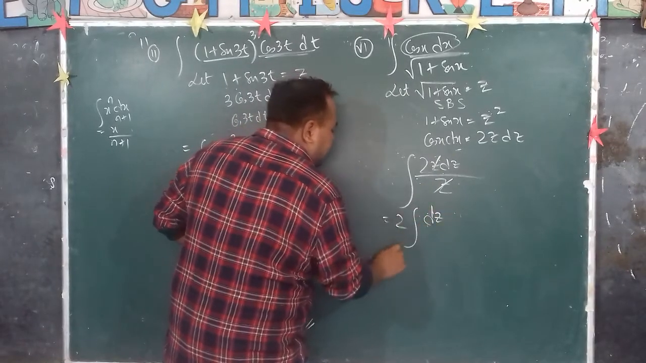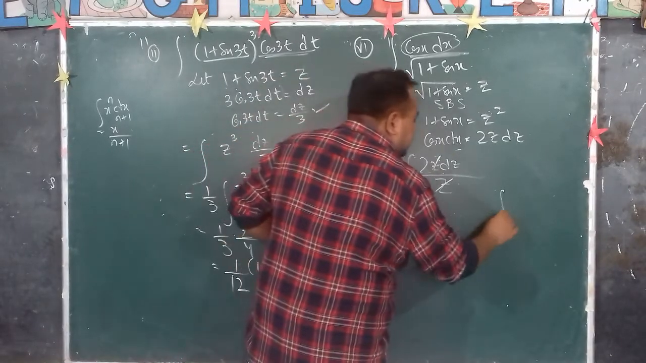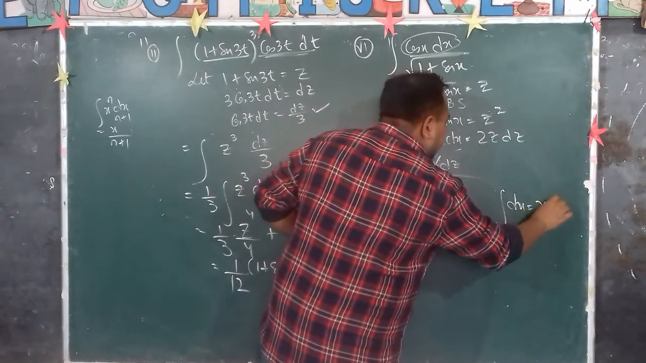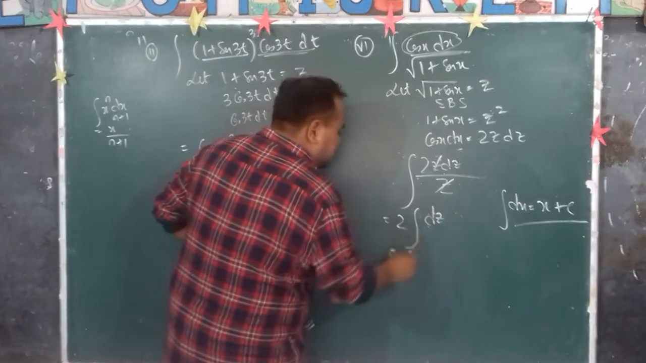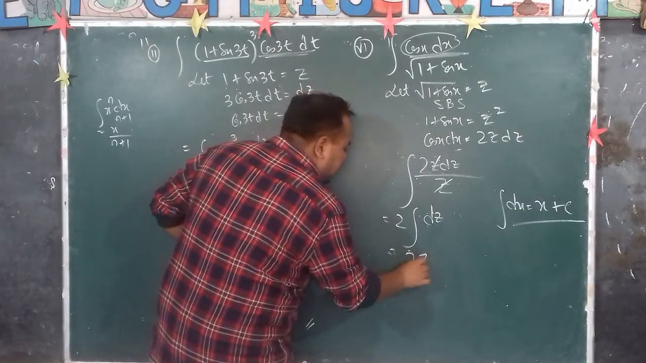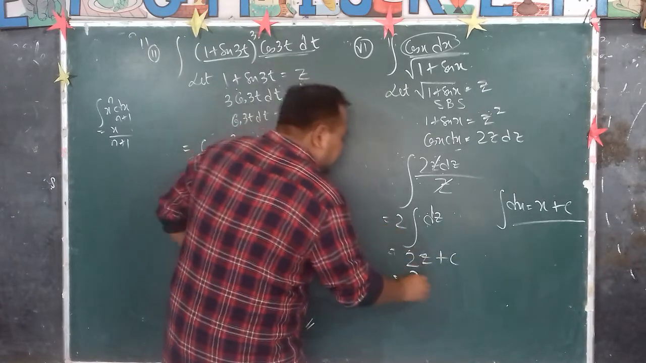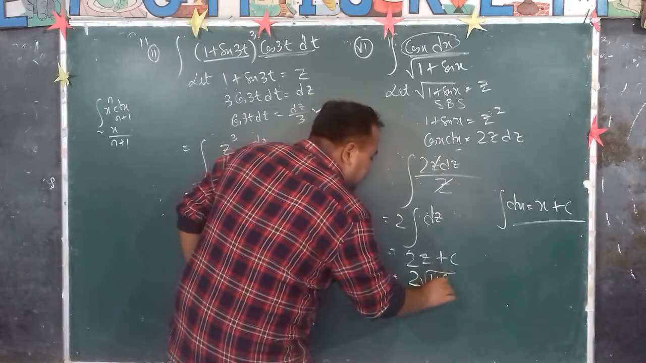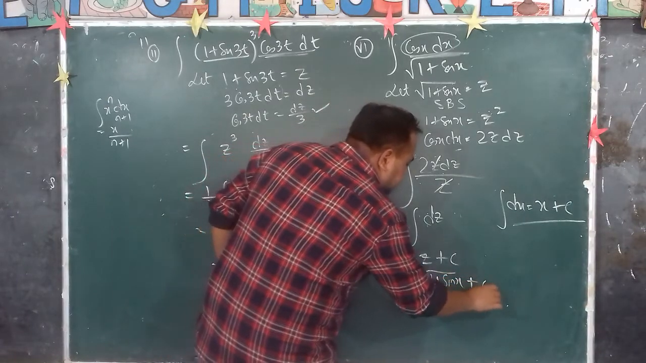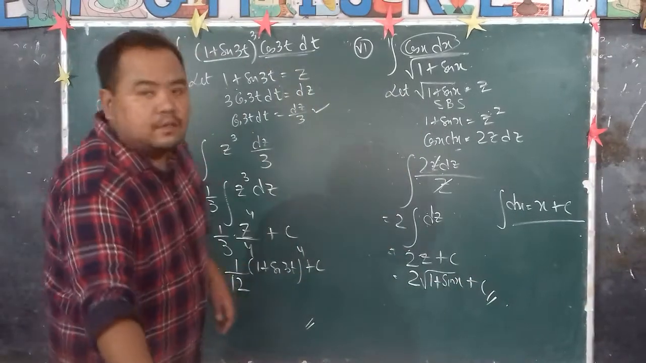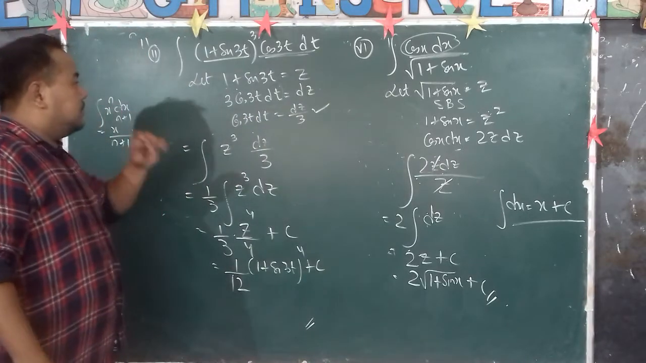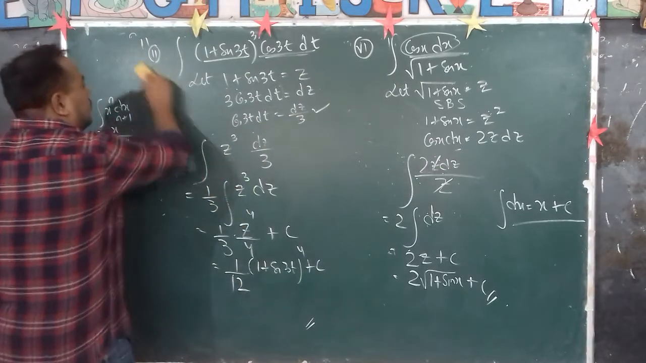Now isn't this the standard form? Please tell me which formula is this. Formula number 5, integration of dx is x plus c. So integration of dz is going to be 2 is already there, so 2z plus c. So 2, what's the value of z? It is root 1 plus sin x plus c. So this is question number 11 subdivision 6.